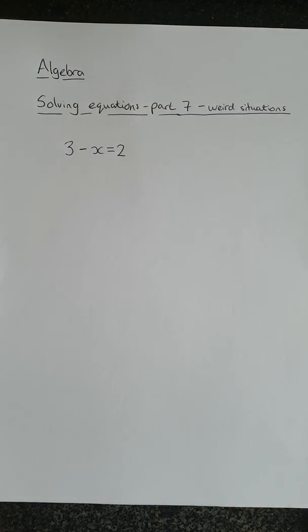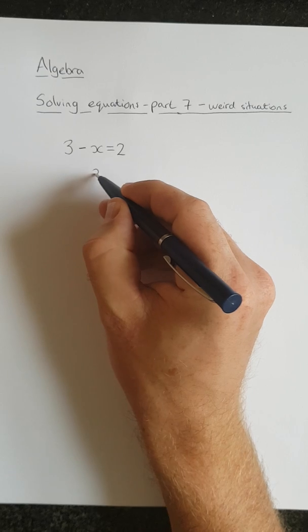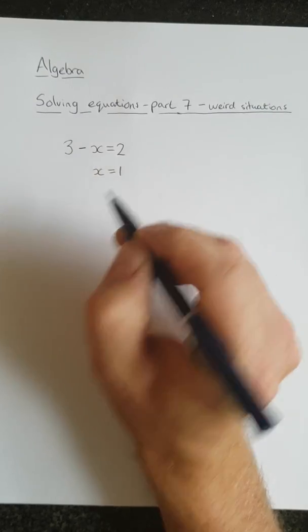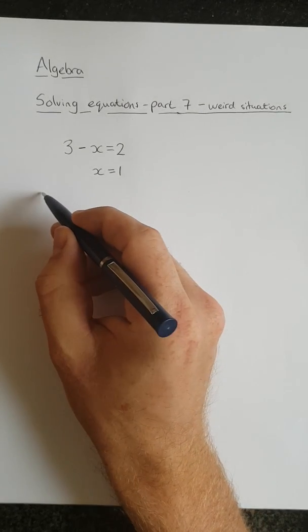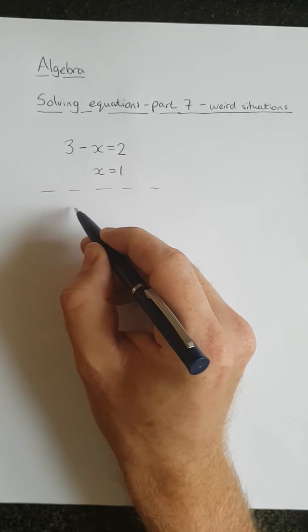3 subtract something makes 2. That's right, that number is 1. Now, you didn't do the mathematical steps in the same way we've been previously looking at for solving equations. So let's tackle another situation similarly and try and force ourselves to have to.